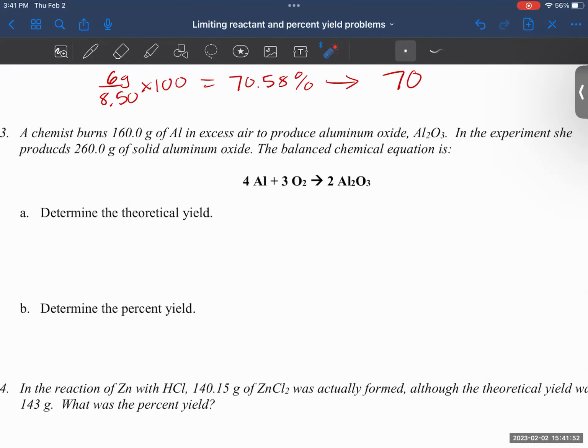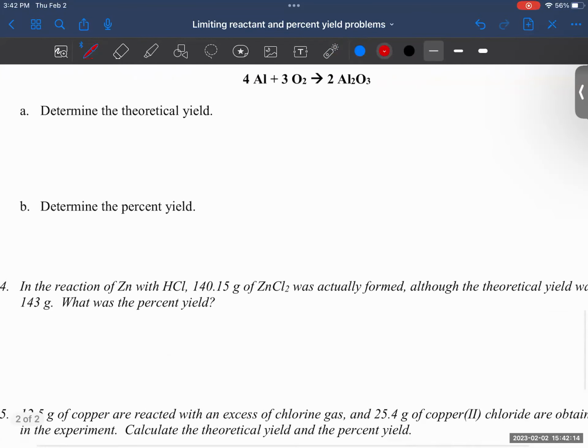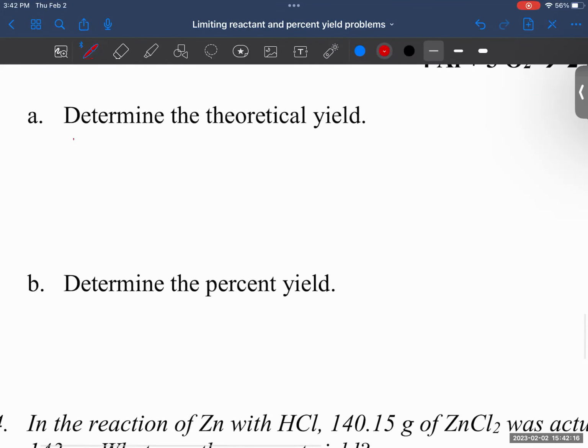All right. A chemist burns 160 grams of aluminum in excess air to produce aluminum oxide. In the experiment, she produces 260 grams of solid aluminum oxide. The balanced chemical equation is the following. Determine the theoretical yield. Okay. Step 1, make it legible. So we're going to do this. 160 grams of aluminum.